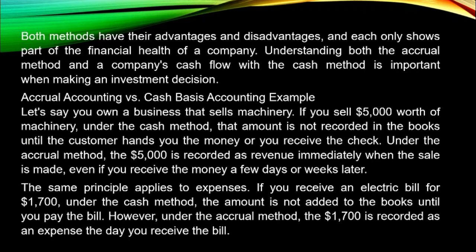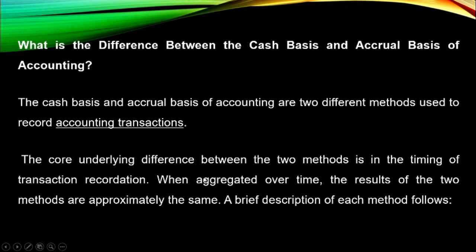The same principle applies to expenses. If you receive an electric bill for 1/7 under the cash method, the amount is not added to the books until you pay the bill. However, under the accrual method, 1/7 is recorded as an expense on the day you receive the bill.